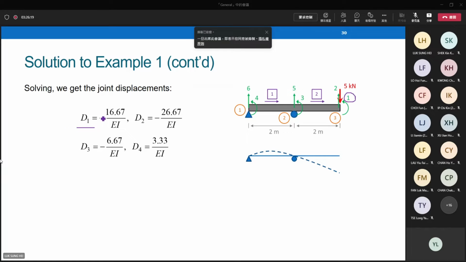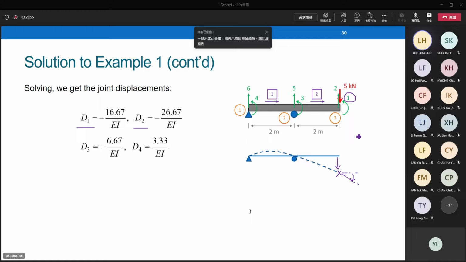Negative means it is under clockwise rotation. Right, clockwise rotation. We use counterclockwise as positive. So if you get a negative value, it means it is clockwise rotation. D2 negative. Negative means downward.